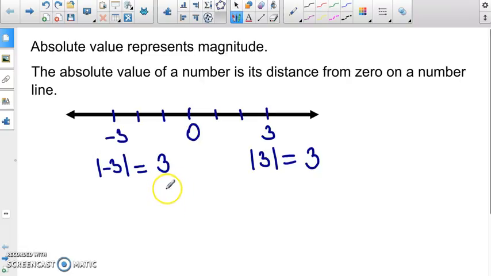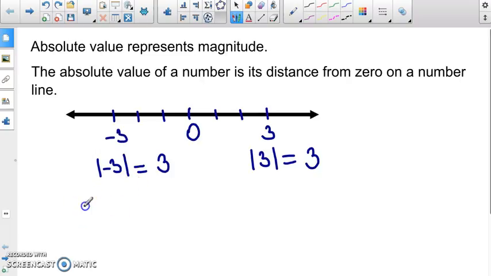So the absolute value is about magnitude. Your direction is not important when you're working with absolute values. The number inside the absolute value bars can be a negative number or a positive number, but the absolute value of that number, which means its distance from 0, is always going to be positive. What about 0? The absolute value of 0. How far is 0 away from 0? 0 is 0 units away from 0. So the absolute value of 0 is 0.